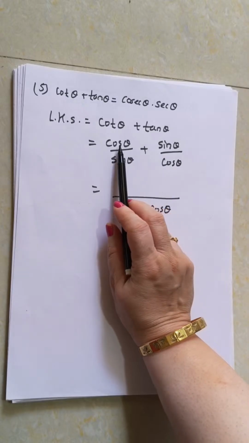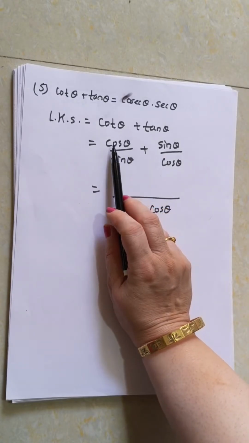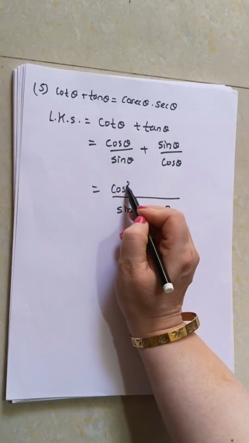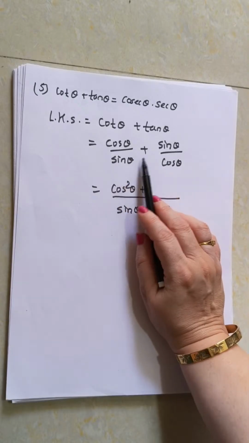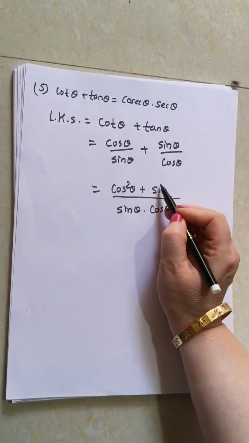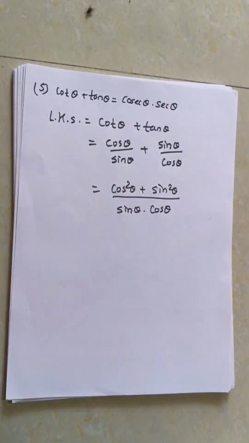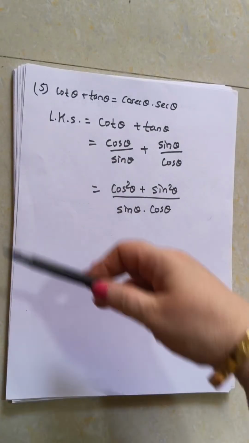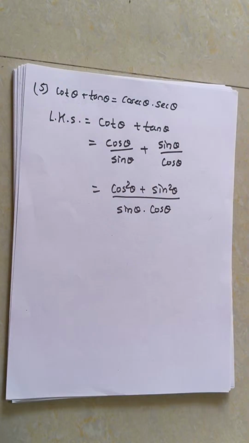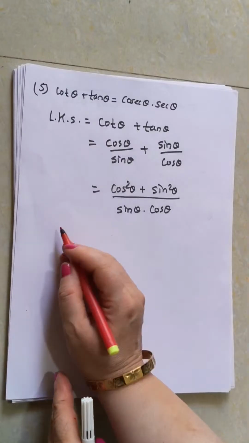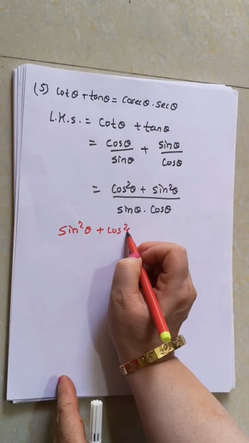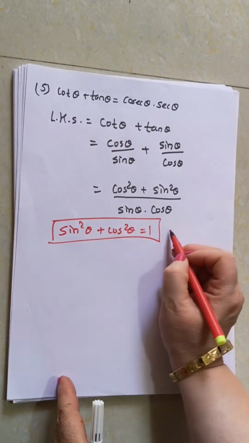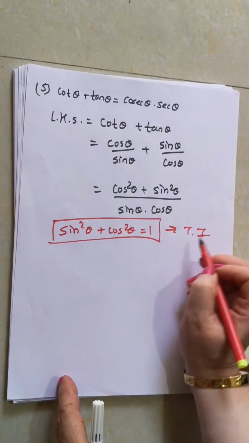So cos theta and cos theta, there will be cross multiplication, and cos into cos, that is cos square theta. Plus here it is cos. So sin and sin, there will be cross multiplication, sin into sin, that is sin square theta. Now again we are going to use that same trigonometric identity, that sin square theta plus cos square theta is equal to 1. This trigonometric identity I am going to use.